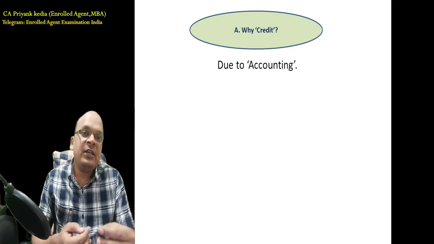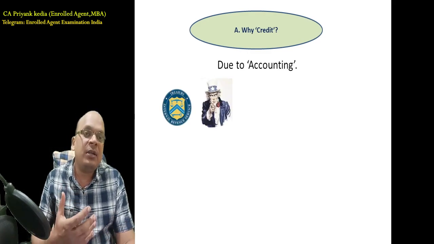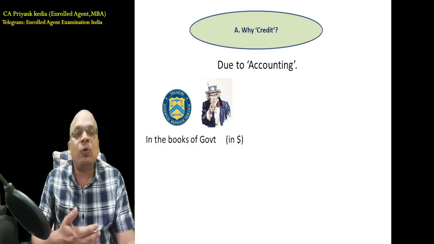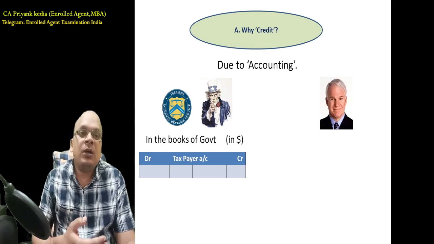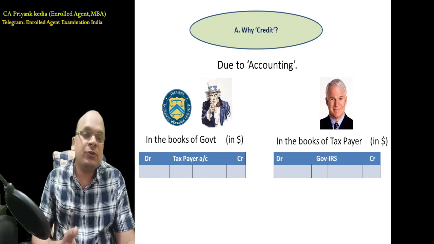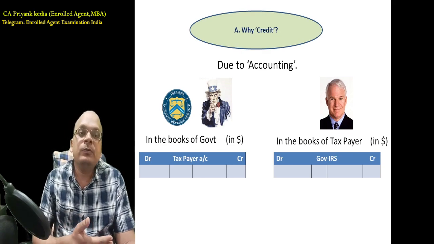What happens is, in any monetary transaction, there are two or more parties. So in our tax process, let's say one party is the US government, which prepares its own books of account and has opened an account for the taxpayer. On the other side, there is a taxpayer who has prepared his own book of account and has opened an account for the US government where he records all the taxes paid and the liabilities accrued.